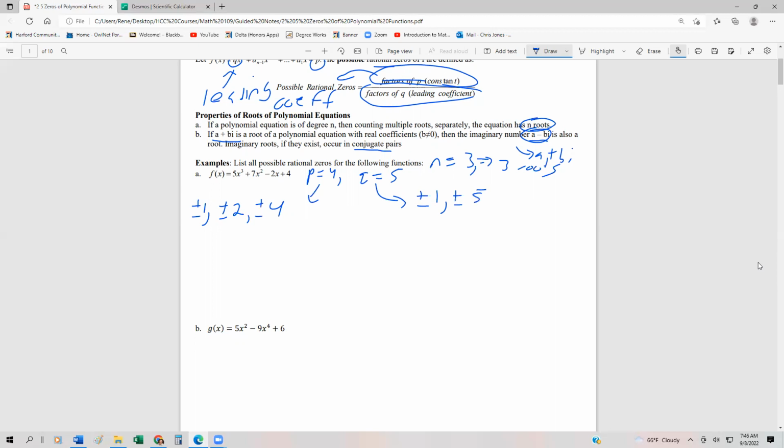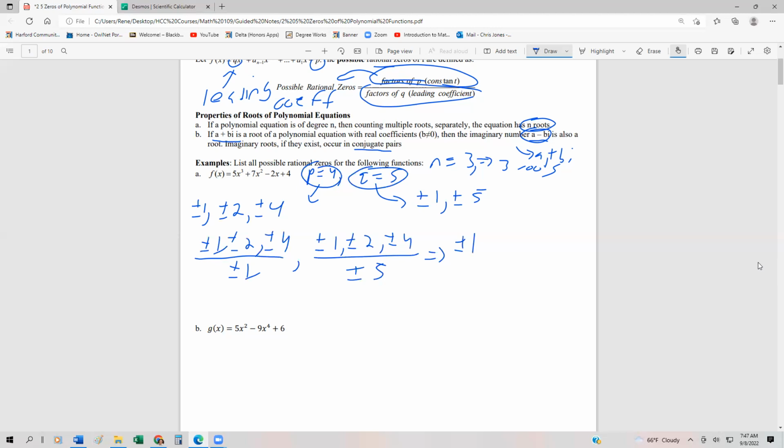And so all we're going to do is take all the factors of p and divide them by all the factors of q. So we have plus minus 1, plus minus 2, plus minus 4 over plus minus 1. And then we also have plus minus 1, plus minus 2, plus minus 4 over plus minus 5. Or if we simplify this, we're going to get plus minus 1, since 1 over 1 gives us 1, plus minus 2, since 2 over 1 gives us 2, and then 4 over 1, so plus minus 4, okay?